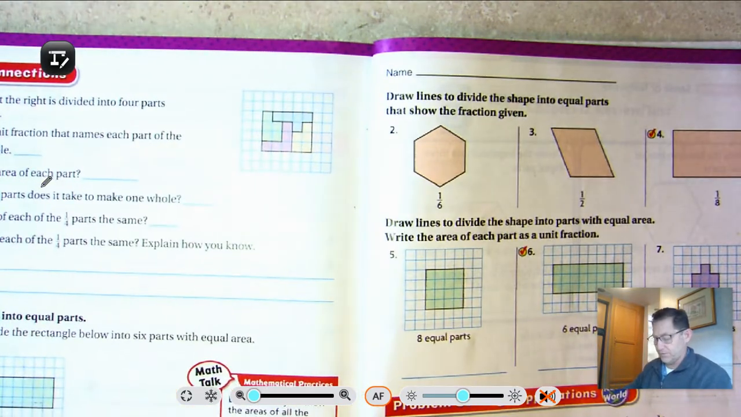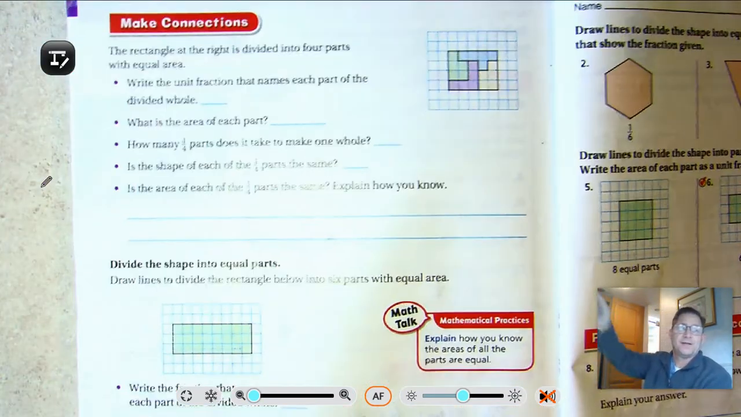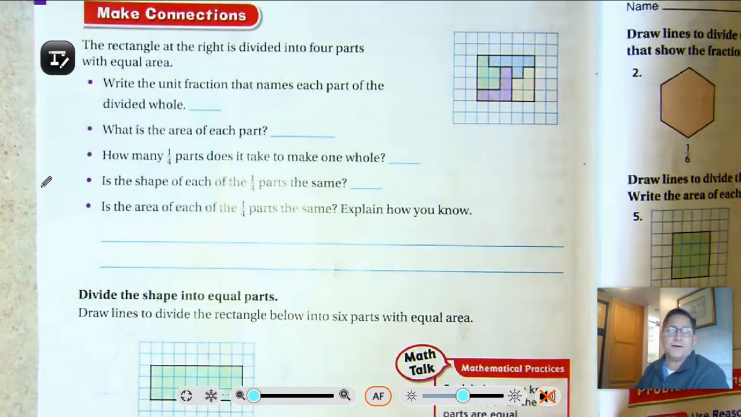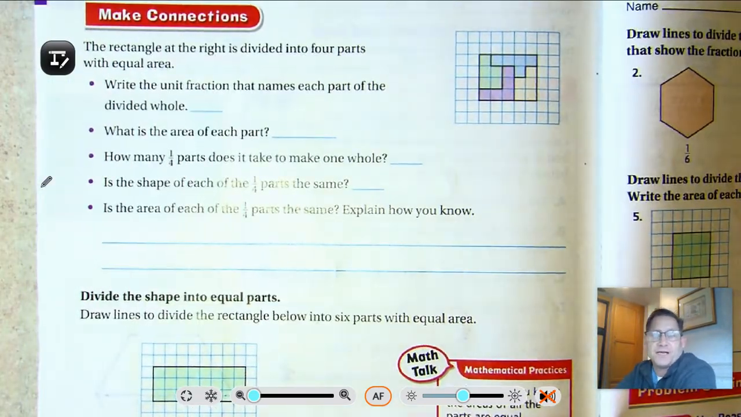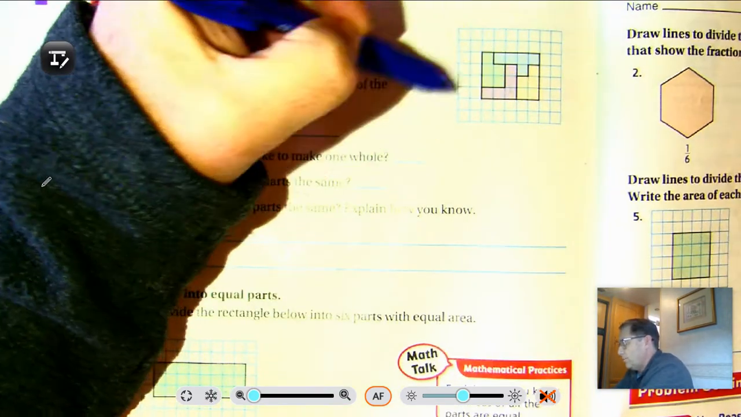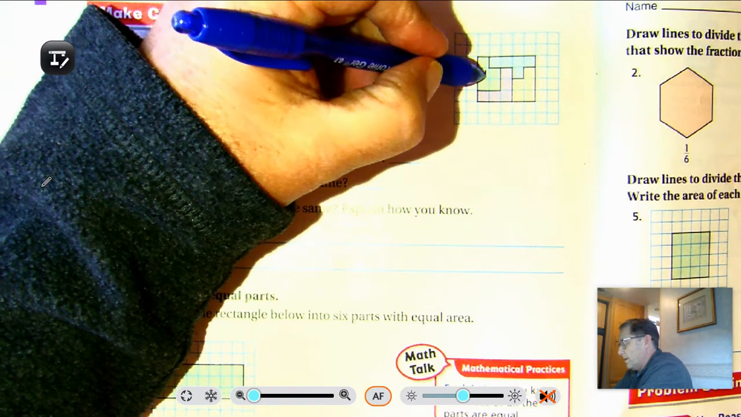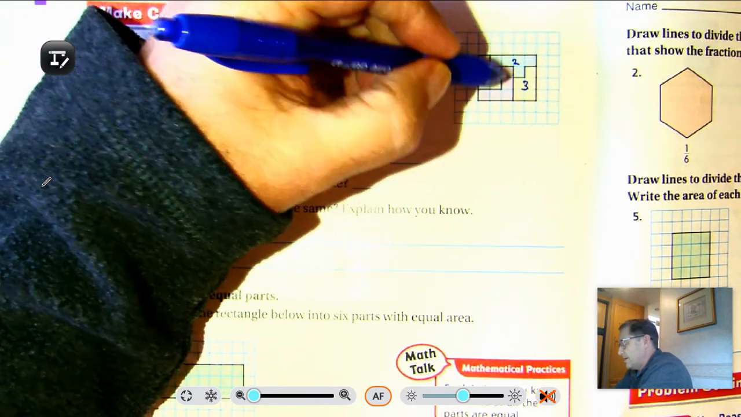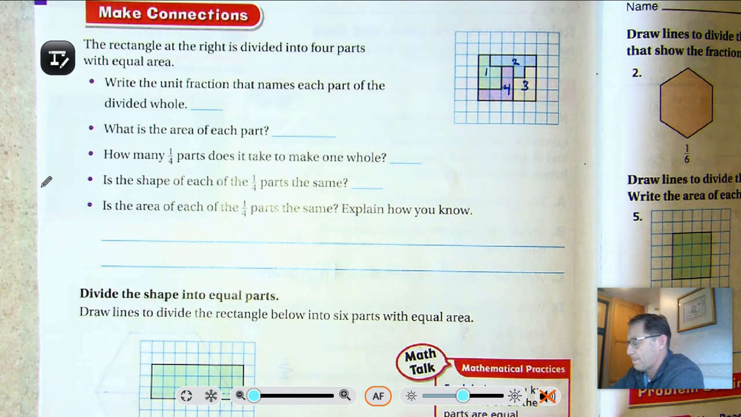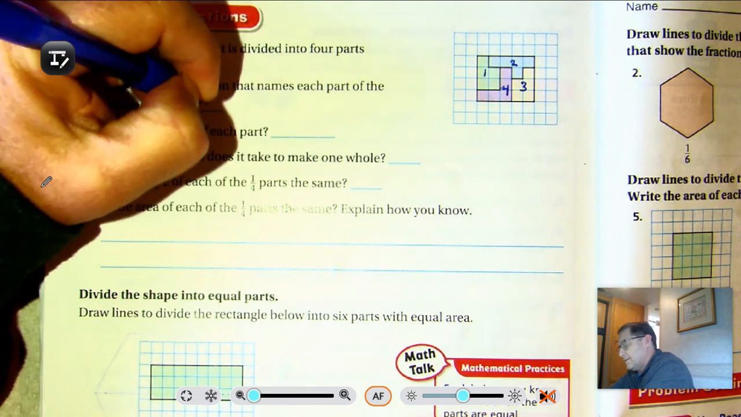All right, how about this one? Page 540. The rectangle at the right is divided into 4 parts with equal area. Write the unit fraction that names each part of the divided whole. All right, so this is our whole, and I see 1, 2, 3, 4. 1/4.